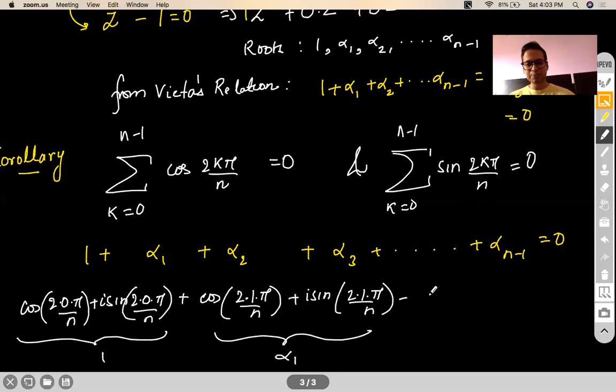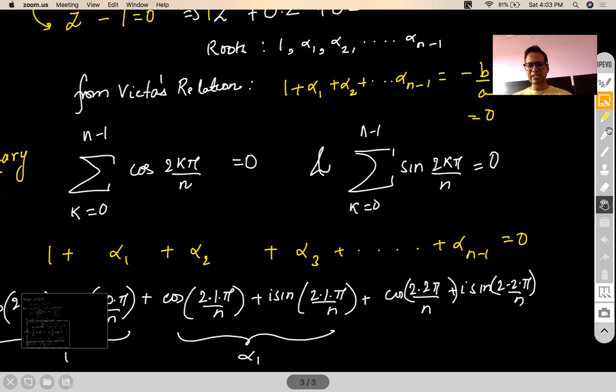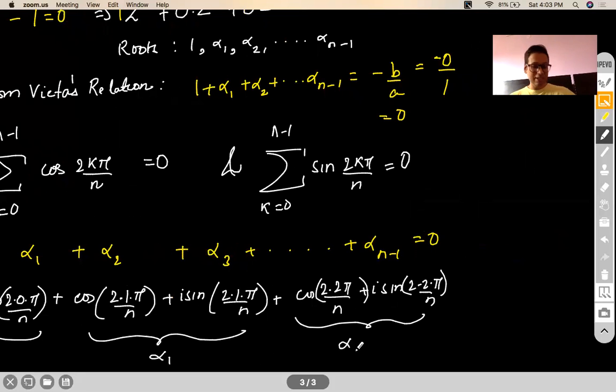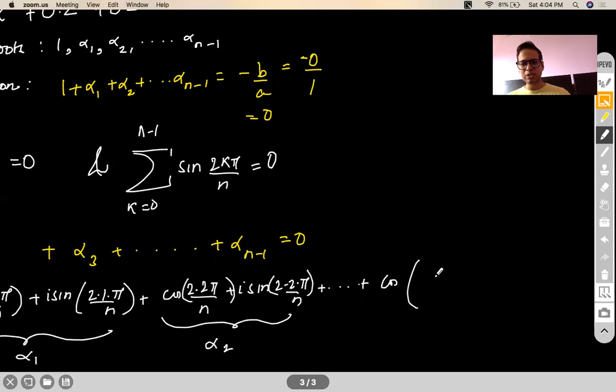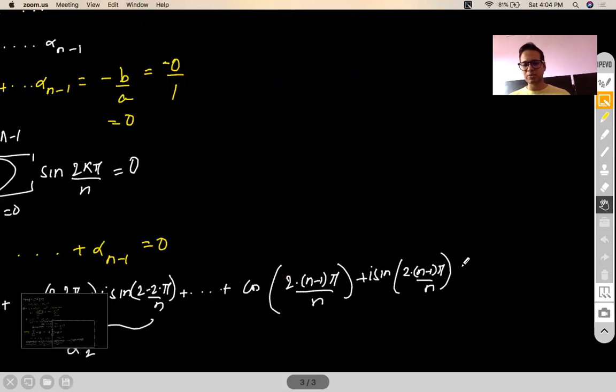Similarly, alpha 2 was cos 4 pi, let me write it as 2 into 2 pi by n plus i sine 2 into 2 pi by n. Okay, right? So this is your alpha 3. Oh, sorry, not alpha 3, alpha 2. My bad, alpha 2. And it goes on to cos of 2 into n minus 1 pi by n plus i sine 2 into n minus 1 pi by n. Okay, and this is going to be equal to 0.